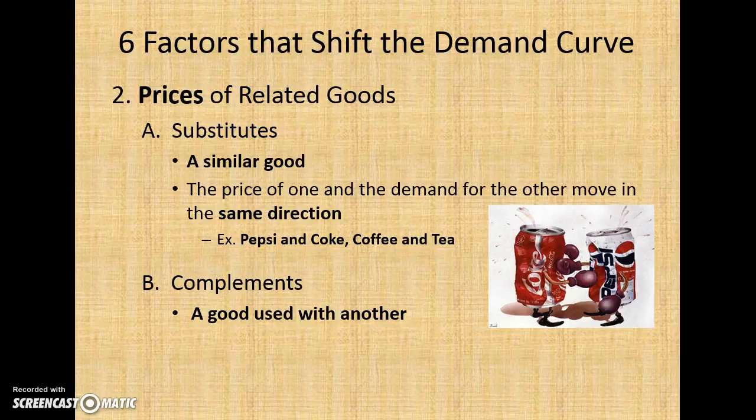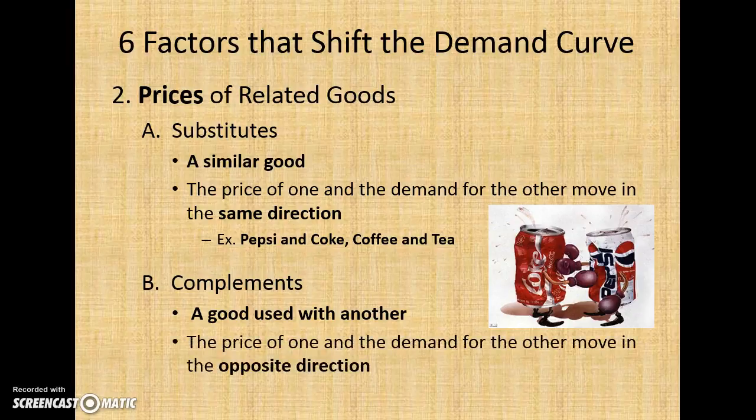If a substitute is really cheap, then you'll probably go with the substitute instead of the actual good that you want. The other type of related good is complements. Complements are like hot dogs and hot dog buns. They're things that go with the thing that you're buying. For instance, if hot dogs get really expensive and you're not going to buy any more hot dogs, then you have no reason to buy hot dog buns. So you stop buying hot dog buns.